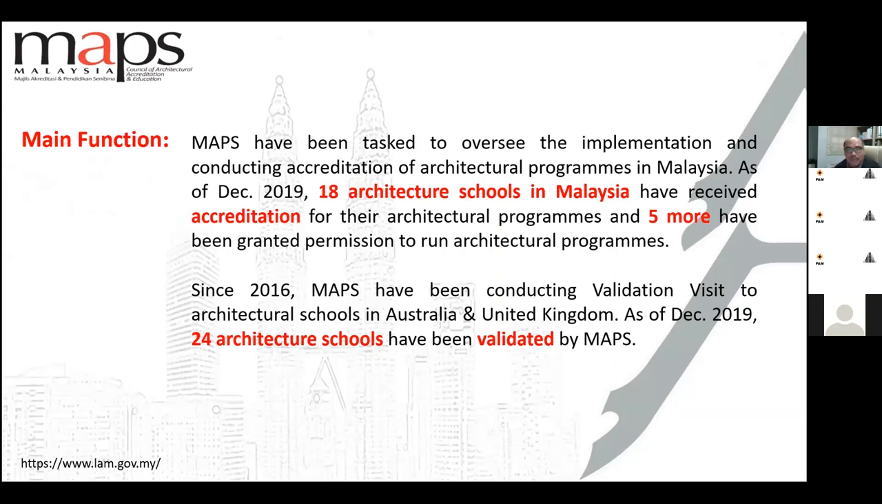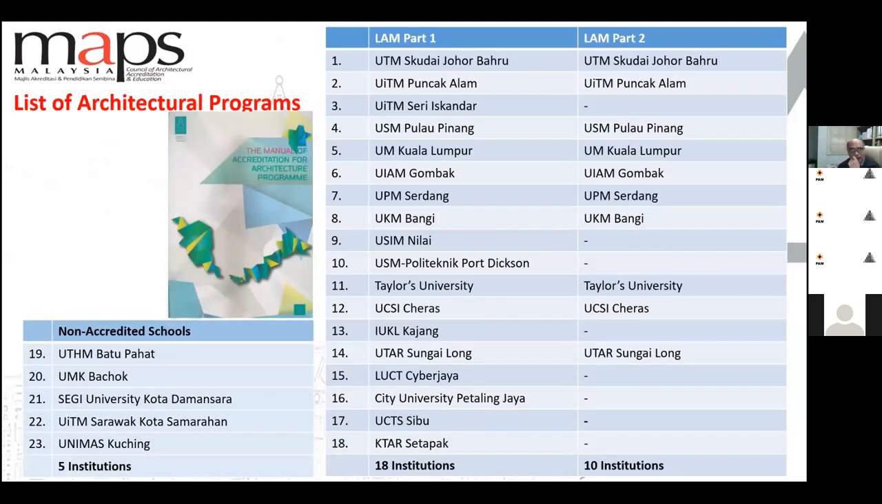Whereas for validation, as of 2019 or so, we have about 20 architecture schools that have been validated by MAPS, 4 schools from Australia and 20 from the United Kingdom. So these are the schools. For LAM Part 1, we have about 18 institutions from public and private institutions. And for LAM Part 2 or MARCH program, 10 institutions have received their recognition.